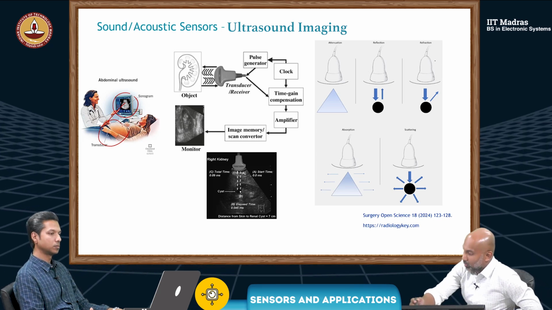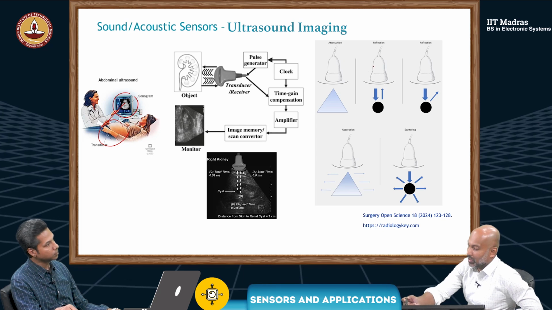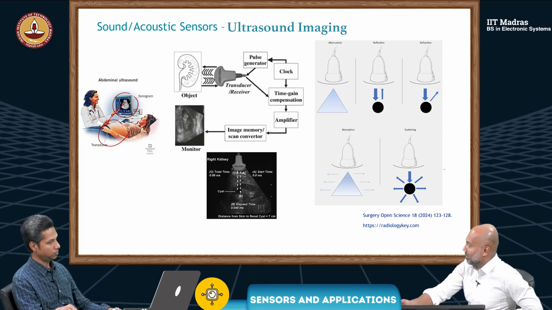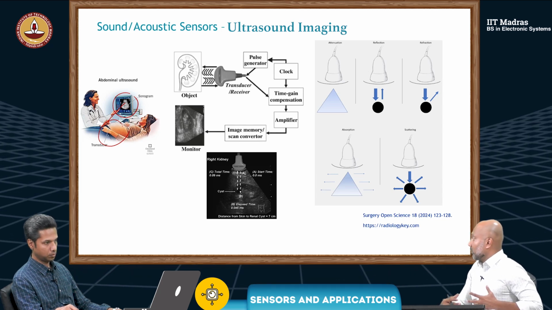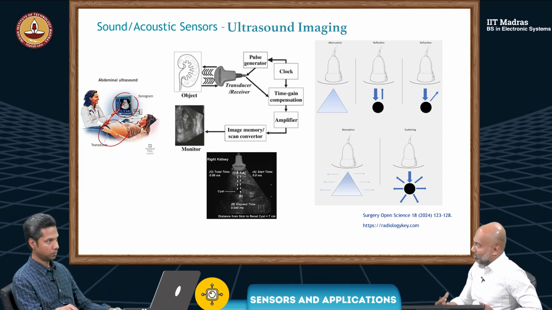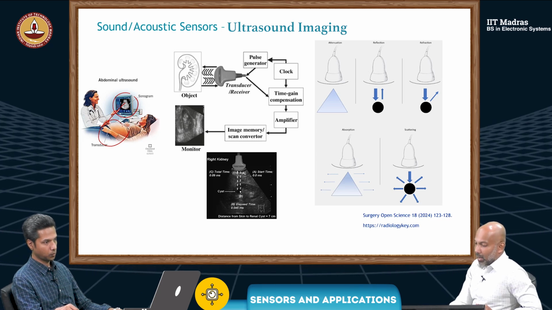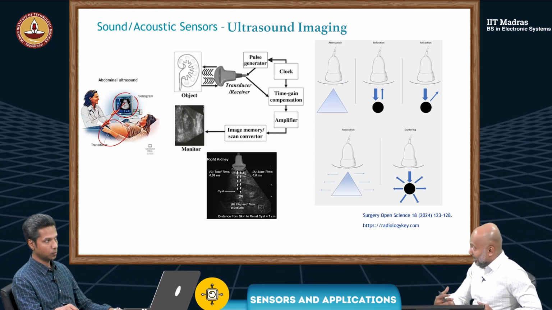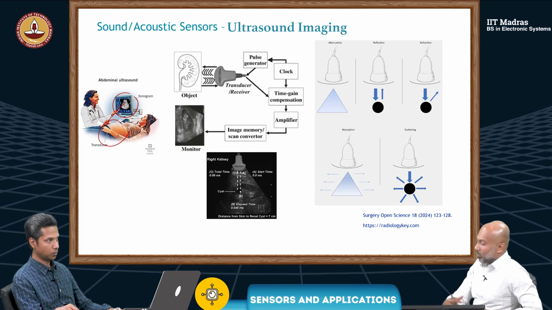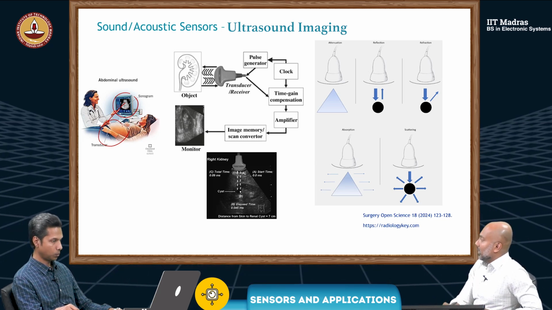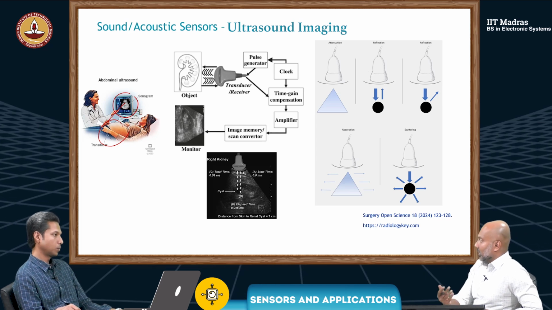Obviously, inside the body there are lots of things that could happen. There's attenuation, reflection, refraction, absorption, scattering, and many different things. But we also know that most of the organs inside the body are tissues and liquids. So if we know the impedances of these different tissues and things inside the body, we should be able to accurately image using ultrasound principles.